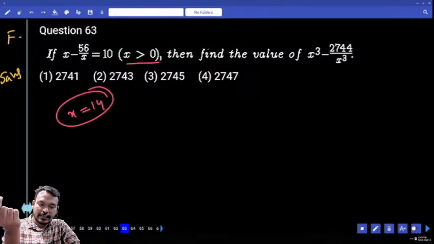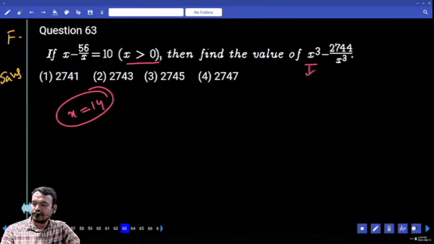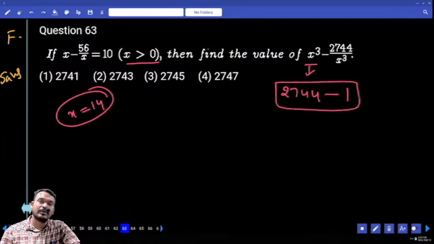(14 minus 56 by 14). What is 56 by 14? 4. 14 minus 4 is 10, or 100. What is 14 cube? 2744. 2744 minus 2744 by 14 means we are getting 1. Then the answer is 2744 minus 1, 2743.